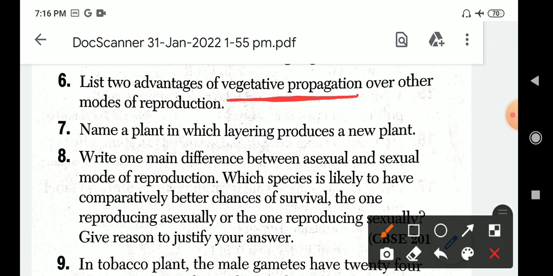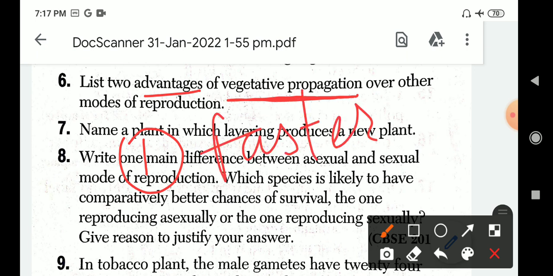Then what is asked here? Advantages. Okay, the first advantage is that this is a fast method, right? This is a faster method. If we grow from seed, then it will take time, but if we are doing it with the help of the vegetative method, then it will grow faster.